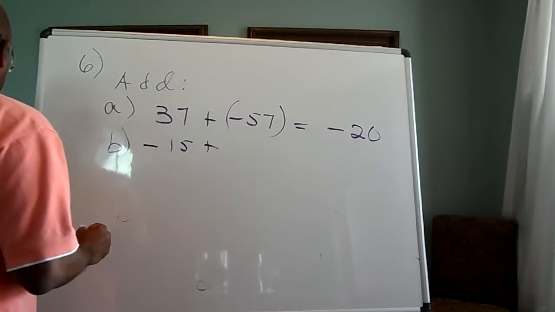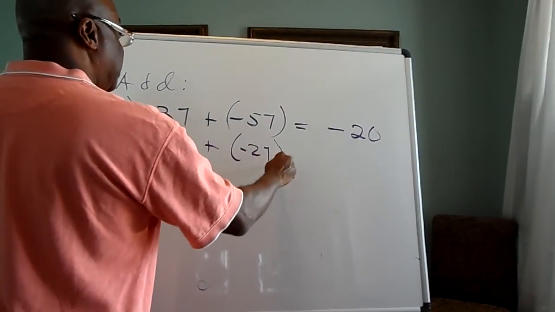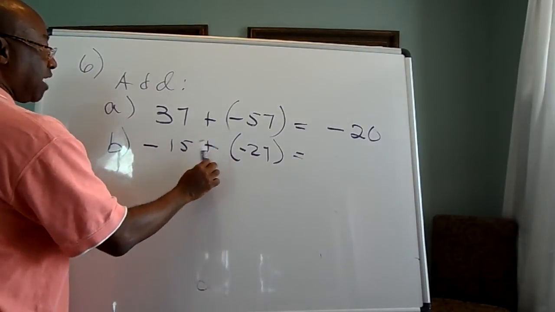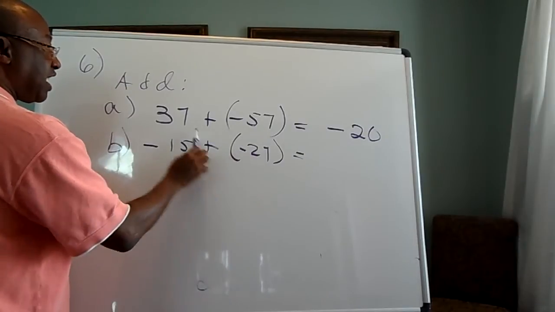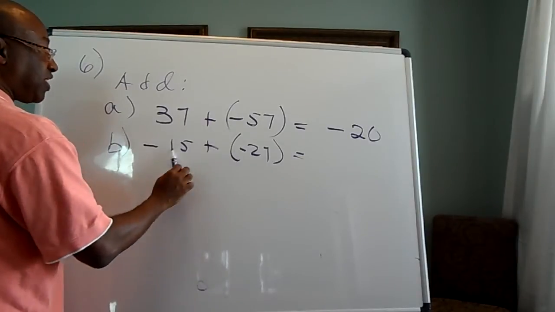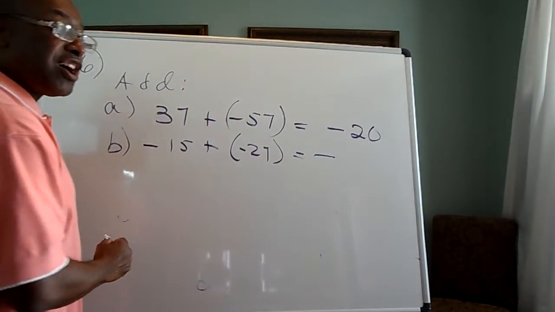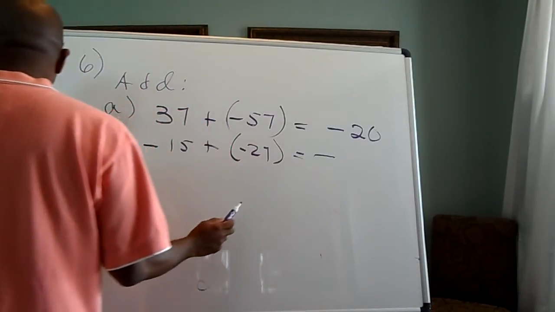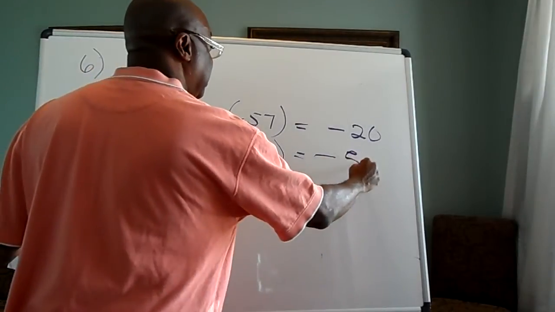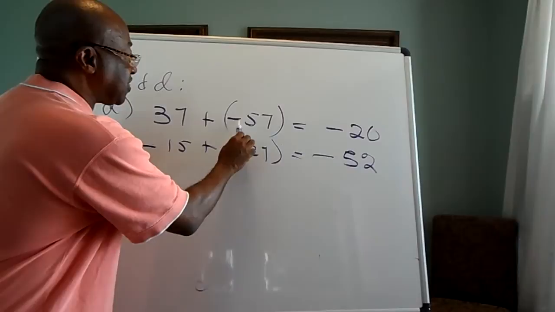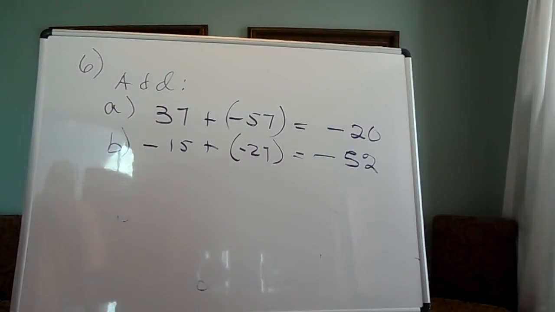B. Negative 15. I'm going to add negative 15 to a negative what? 27. This problem is different from this problem in terms of the way it looks. Here, I'm adding 2 same sign numbers. Here I was adding numbers that had different signs. When I'm adding same signs, we keep the sign and add the numbers. Keep the sign, add. Whenever we're adding the same signs, we keep the sign and what? Add. So our answer is negative 52. Okay, remember that. Adding same signs, we keep the sign and add. When we're adding different signs, take the sign of the larger, then what? Subtract.